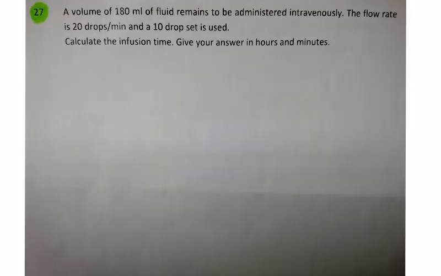Question 27. Volume of 180 mils remains to be administered intravenously. The flow rate is 20 drops to the minute and a 10 drop set is used. Looks like a lot of information, but we'll break them down as we go.